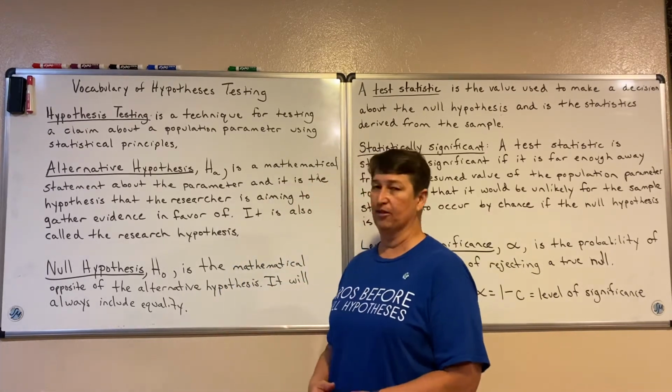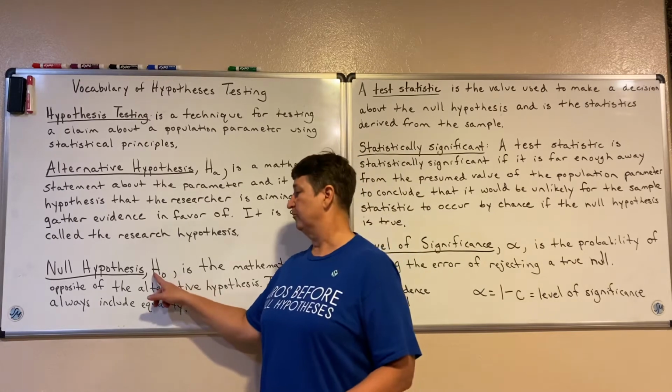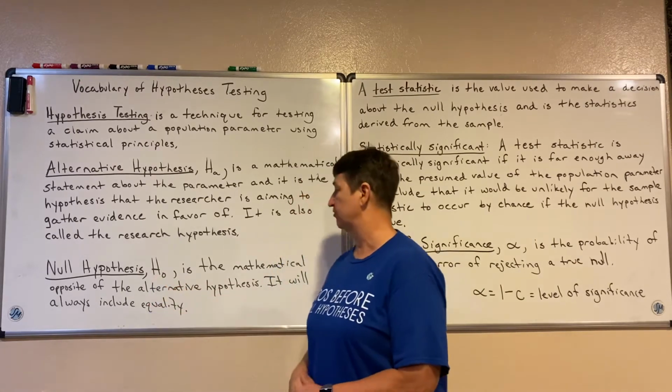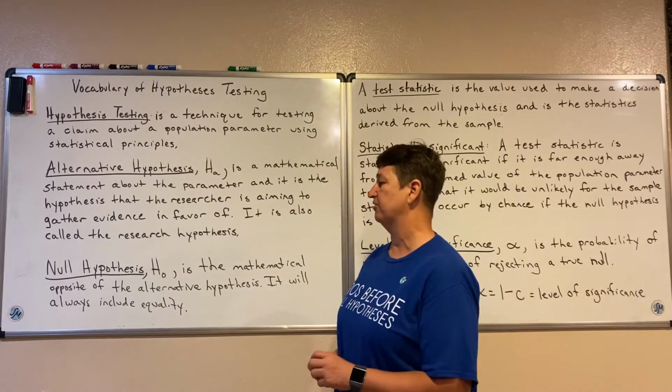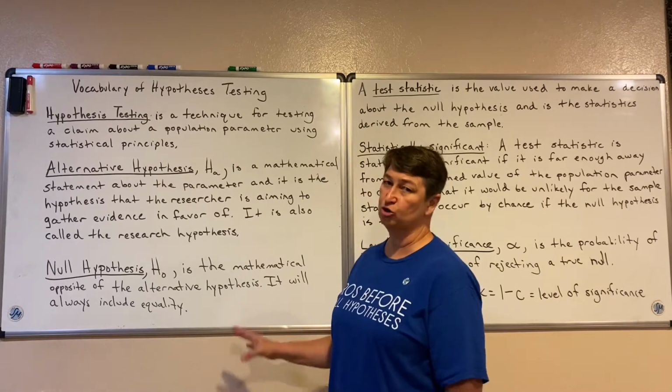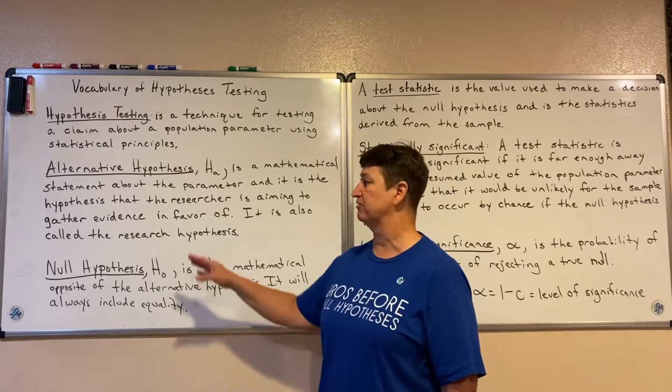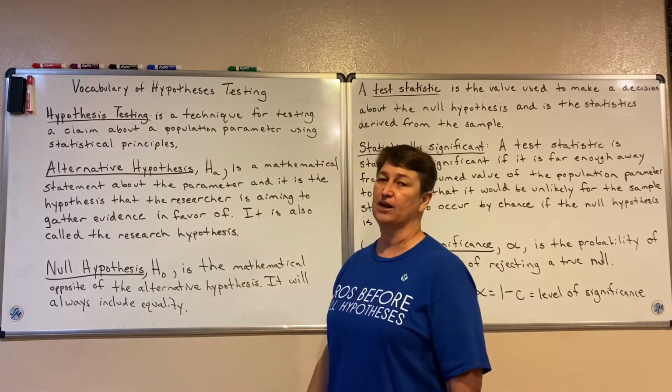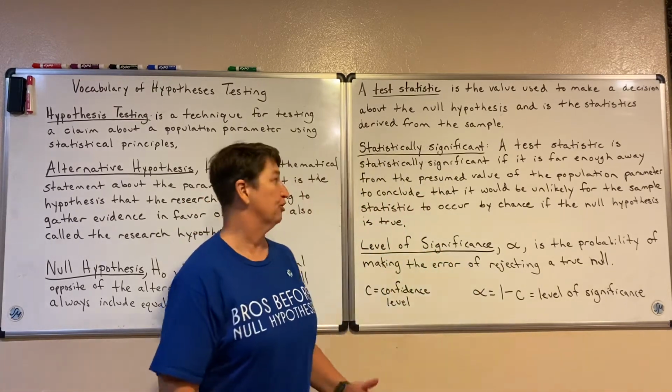Then the null hypothesis, a capital H with a subscript 0, is the mathematical opposite of the alternative hypothesis. It will always include the equality. And we practiced finding some alternative and null hypotheses earlier.